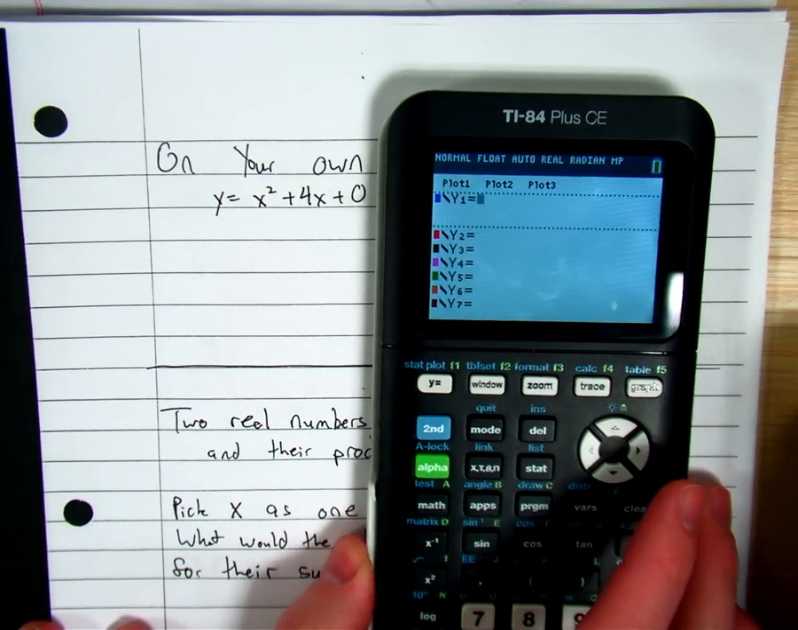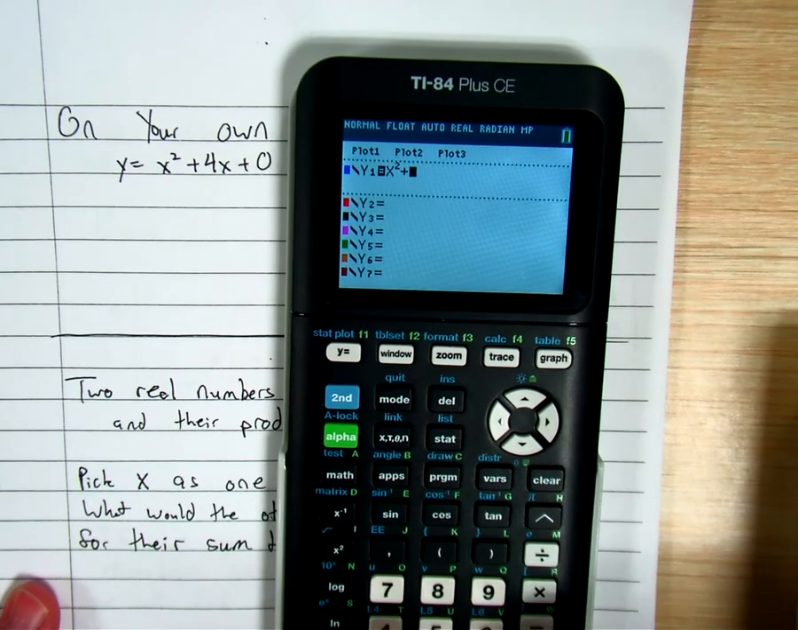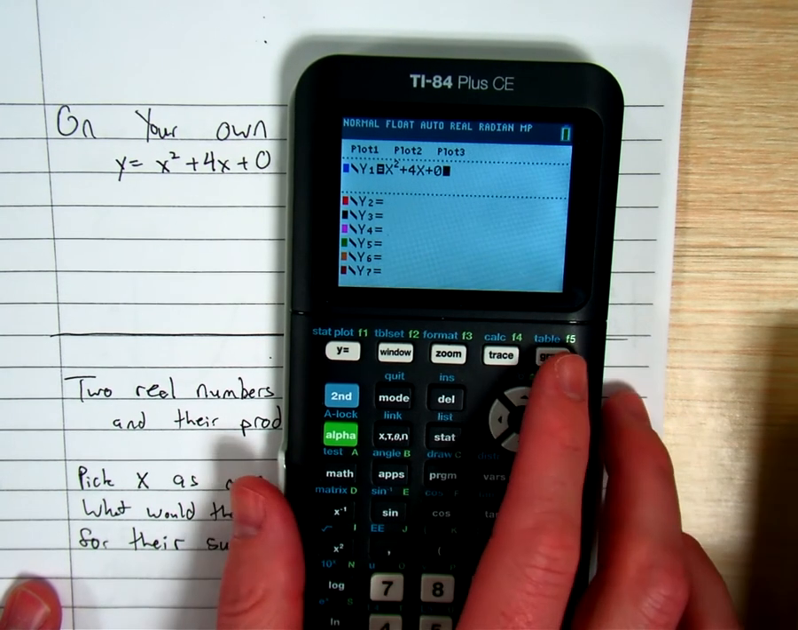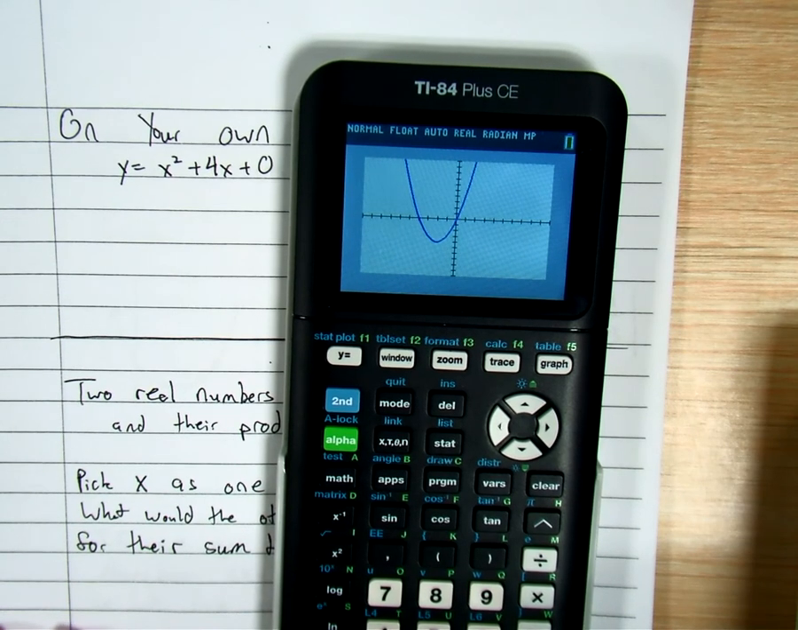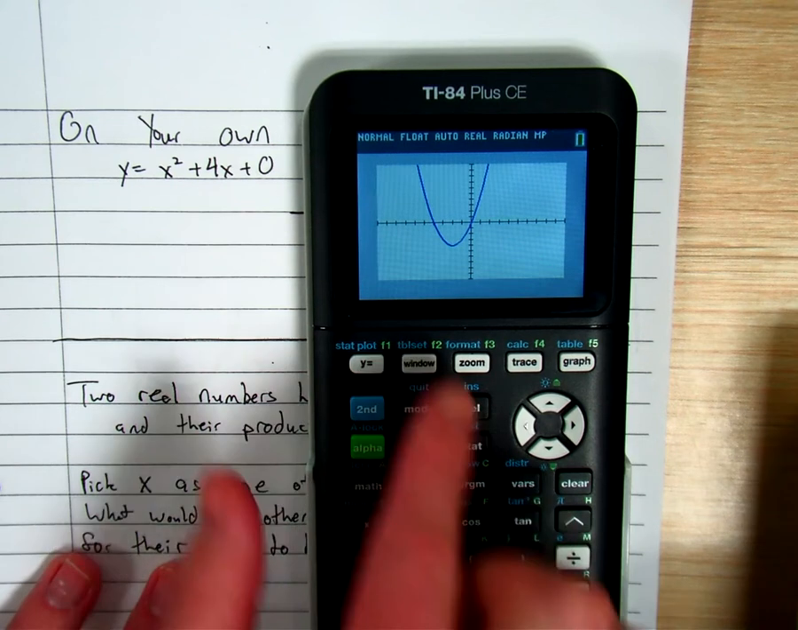Okay, let's see how we did. X squared plus 4x plus 0. Was this a 2-part one or a 1-part one? Graph. Oh, this one's got 2. This one's got 2. Okay, so you have to do it twice. Hopefully you caught that.